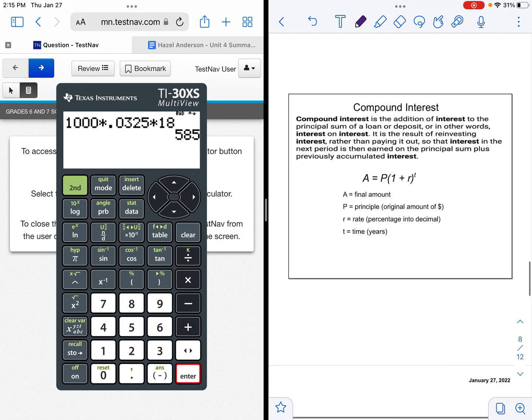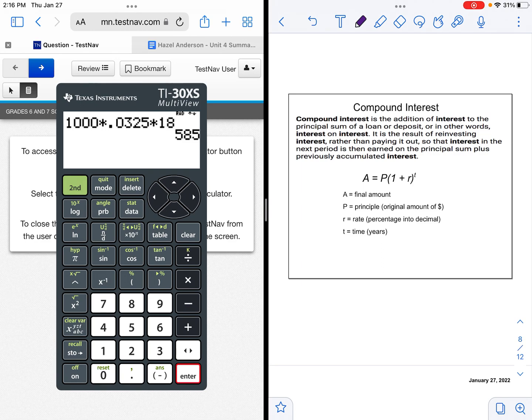So now compound interest is a little different. Compound interest is the addition of interest to the principal sum of a loan or deposit, or in other words, interest on interest. So it is the result of reinvesting interest rather than paying it out. So that interest in the next period is then earned on the principal sum plus any accumulated interest.